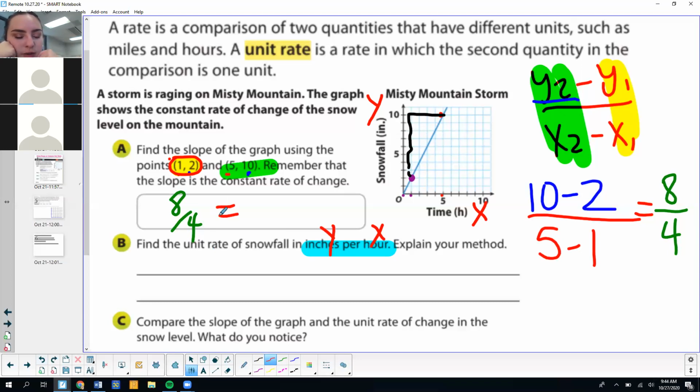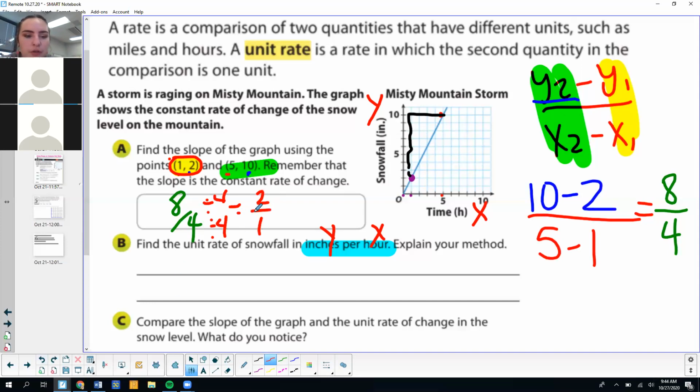If we want to simplify that, we can divide both by 4. If you guys remember simplifying fractions when you were in 6th grade. So we can take 8/4 and simplify that. We can go ahead and divide both top and bottom by 4. So I'll show you what I mean. I'm going to divide the top by 4 and the bottom by 4. 8 divided by 4 gives me 2. 4 divided by 4 gives me 1.